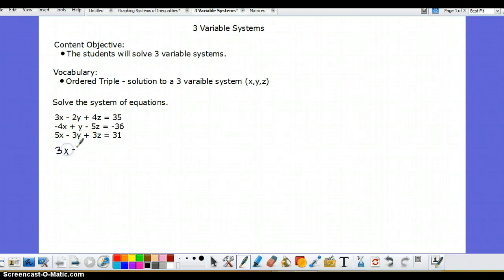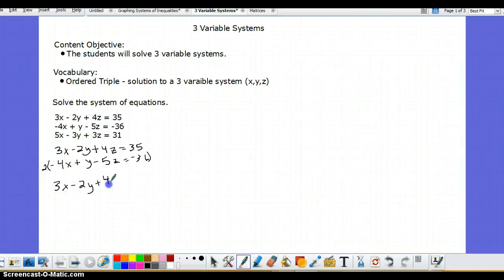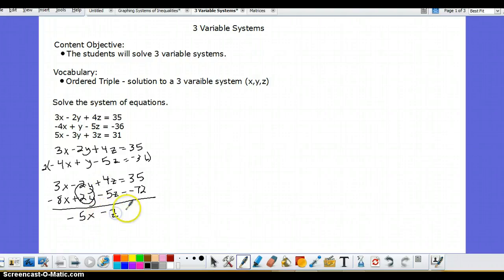So I'm going to take the 3x minus 2y plus 4z equals 35, and the negative 4x plus y minus 5z equals negative 36. If I want to eliminate y, I'm going to multiply this entire thing here by 2. When I do that, this first one stays the same, so 3x minus 2y plus 4z equals 35. Now I have negative 8x plus 2y minus 5z equals negative 72. That's going to eliminate this. When I add these together, I get negative 5x minus z equals negative 37.